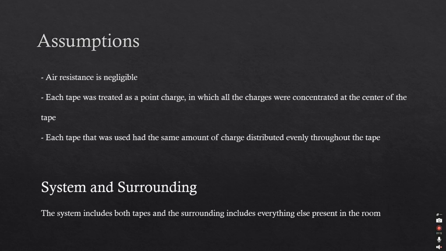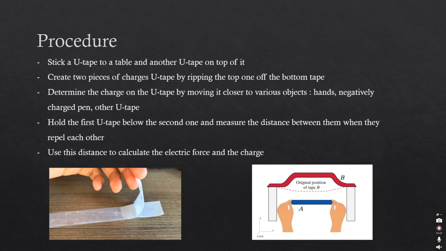Some assumptions that were made were that air resistance was negligible. Each tape was treated as a point charge in which all the charge was concentrated at the center of the tape, and each tape had the same amount of charge distributed evenly throughout. And the system and surroundings: the system included both tapes, and the surroundings included everything else present in the room.